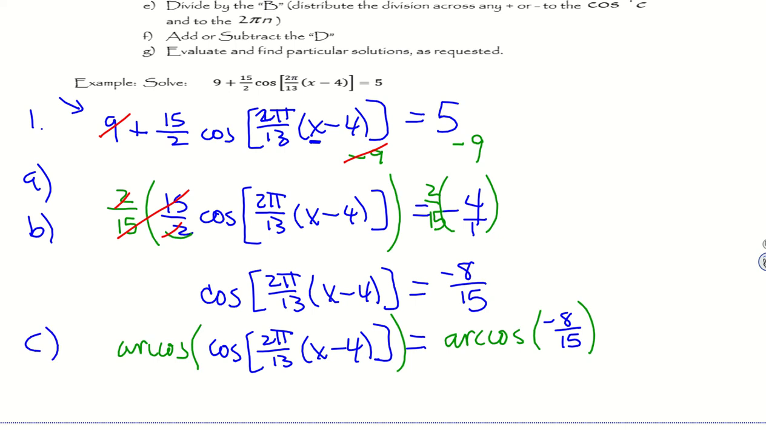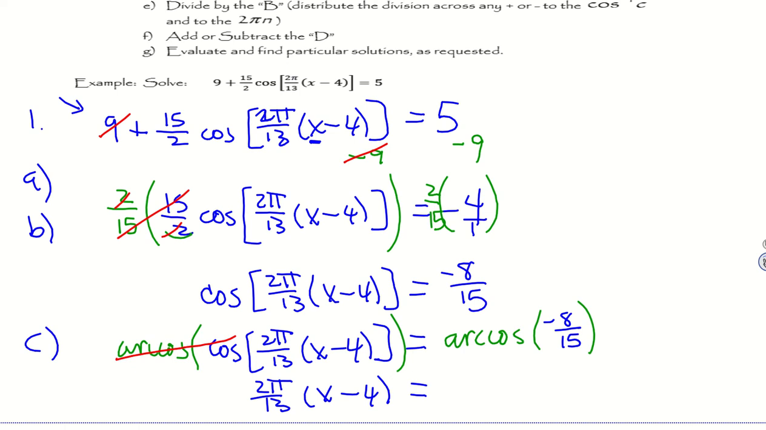Because what inverses do, functions undo. What the cosine does, the arc cosine undoes, and they are going to undo each other. And that leaves me with just my 2 pi over 13 times my (x - 4), and that equals the arc cosine of negative 8 over 15.